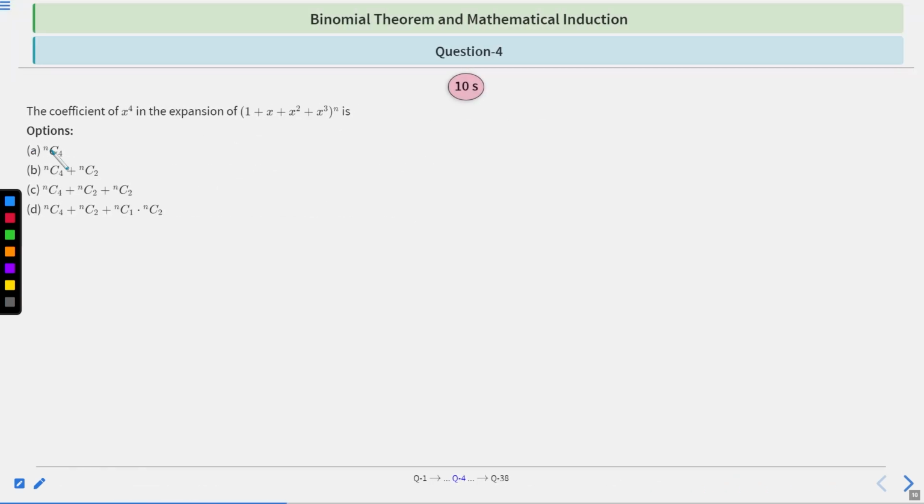Okay, let's discuss next question. Question number 4. It says the coefficient of x to the power 4 in the expansion of (1 plus x square plus x cube) to the power n is. So you have 10 seconds to solve this question. After 10 seconds, we will discuss the solution.